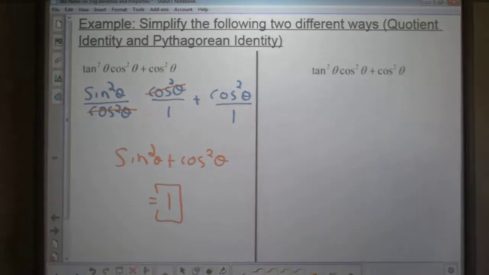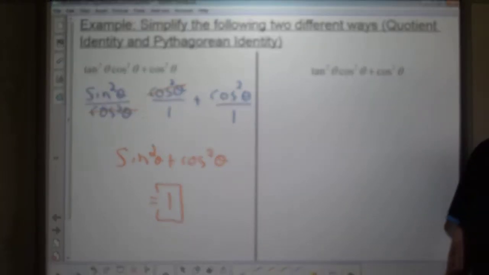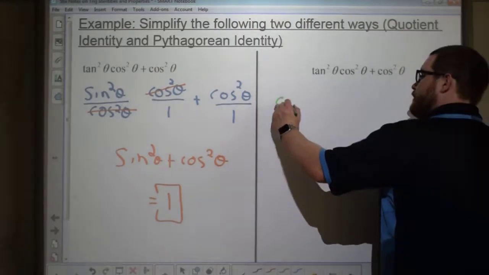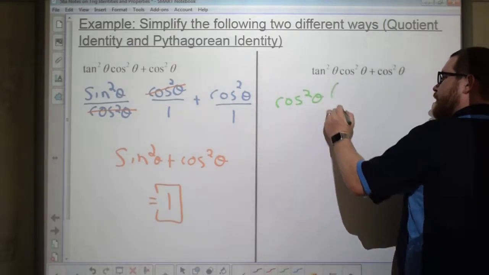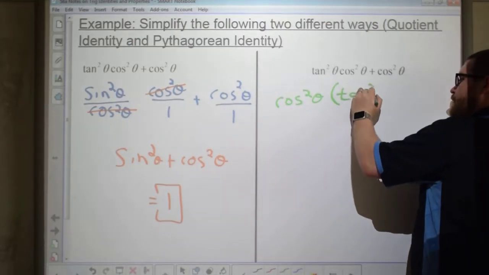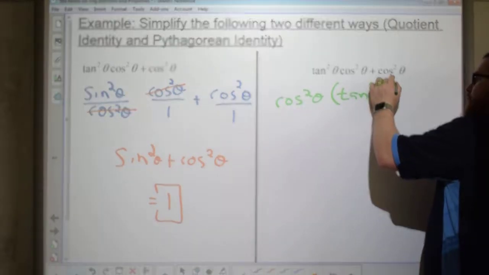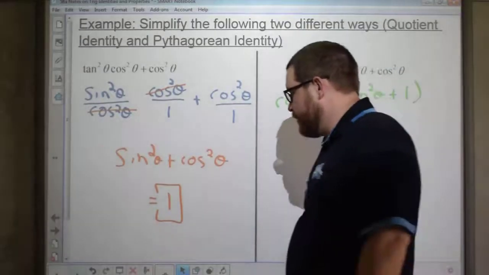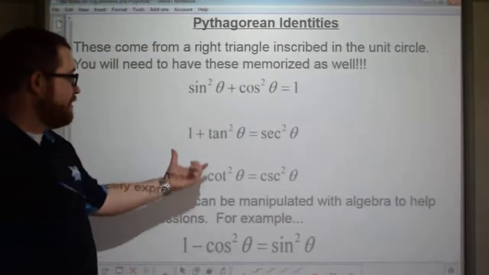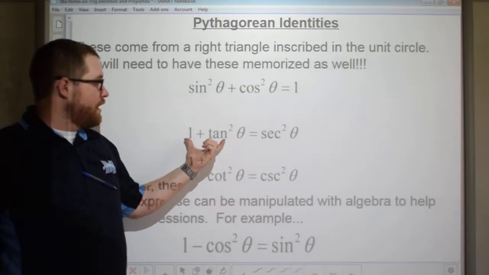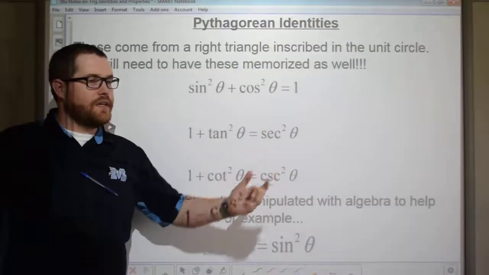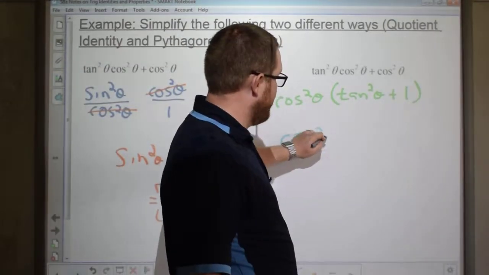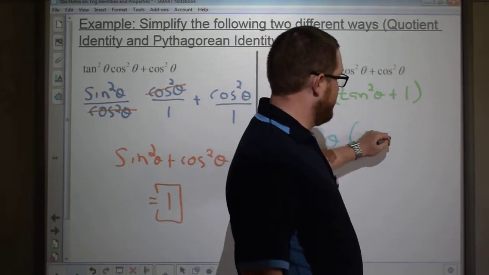How about another way to do this? Think about algebra. What do you see that these two things have in common? They both have a cosine squared in them, so I can factor out the cosine squared of theta. That leaves me a tan squared of theta plus, if I factor cosine squared out of cosine squared, I have 1. I see tangent squared plus 1. That's the same thing as this, 1 plus tangent squared. What can I do with the 1 plus tangent squared? I can replace it with secant squared. So this becomes cosine squared of theta times secant squared of theta.